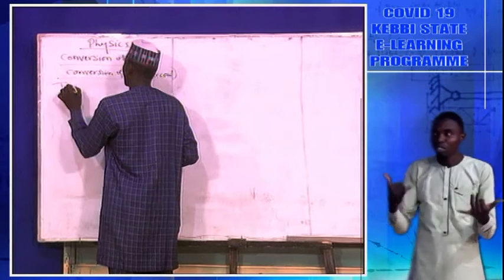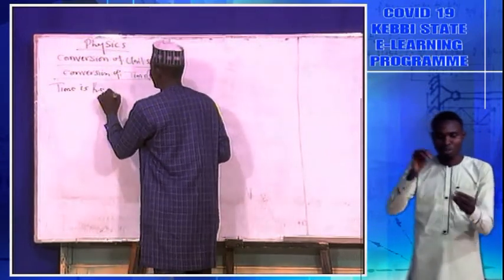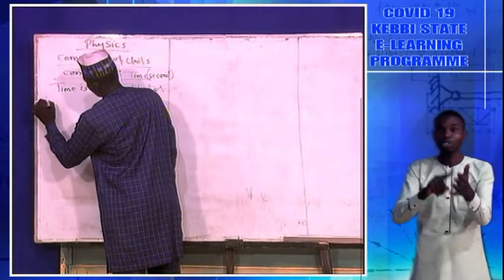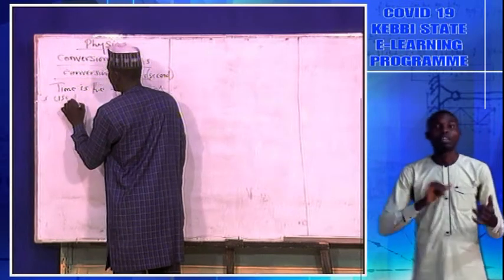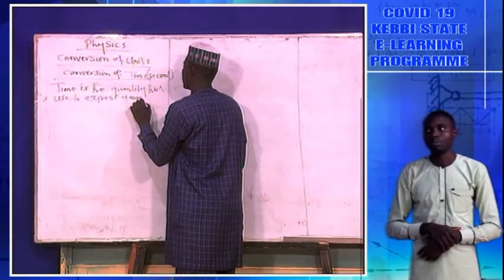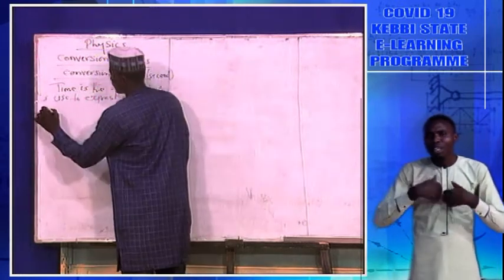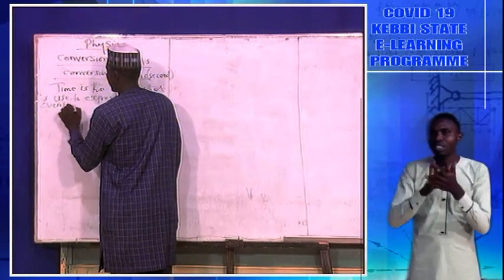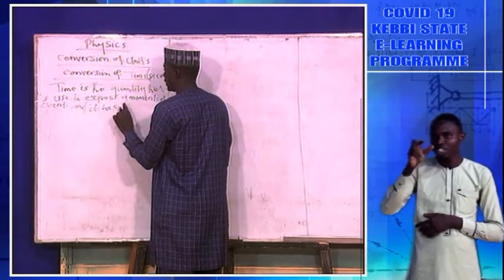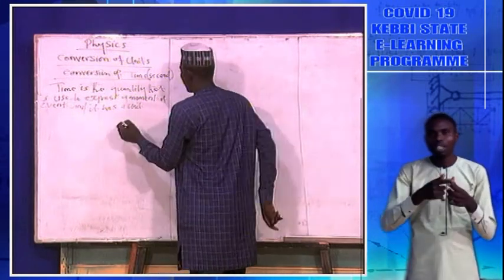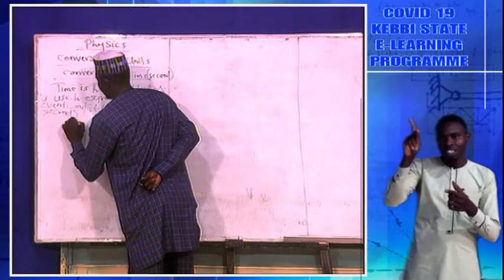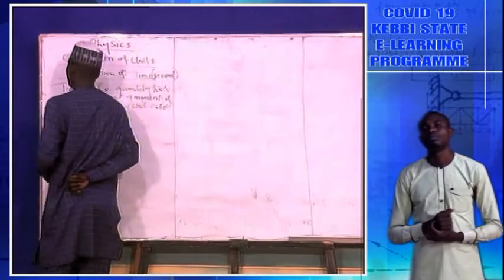Now, let us define time first. Time is the quantity that is used to express the moment of an event, and it has a unit called second. Second is the unit of time, as I told you.